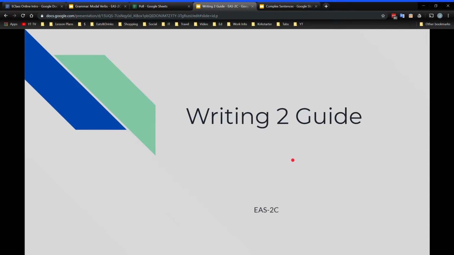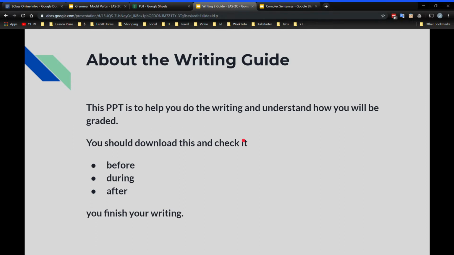This is the Writing 2 guide for Unit 4 for the second writing. So to start, just a reminder, whenever you're doing another writing, it's always helpful to download this PPT so you can get that on eClass.